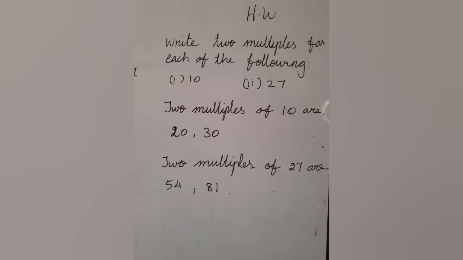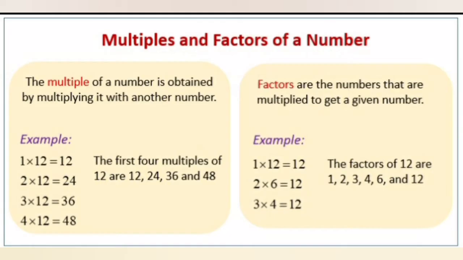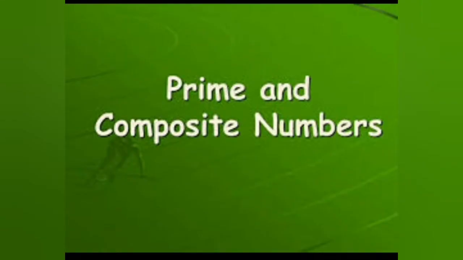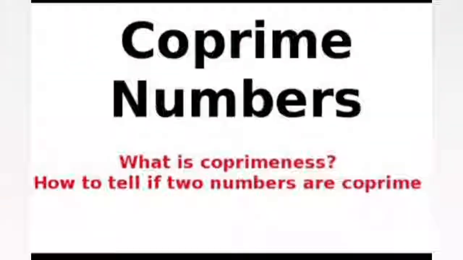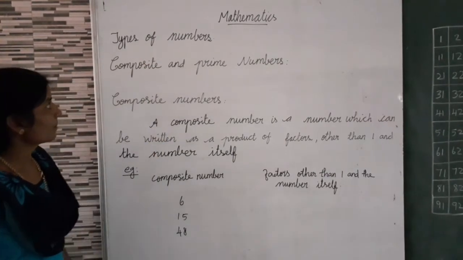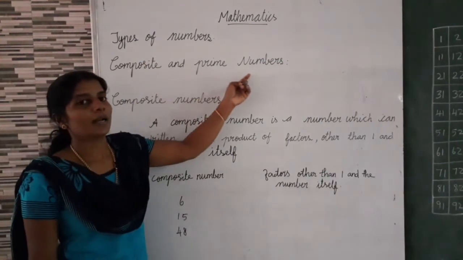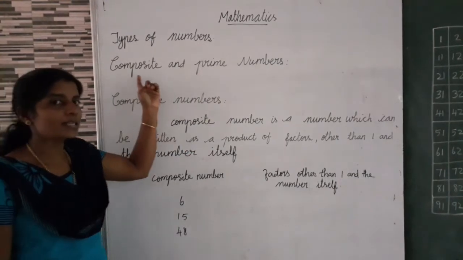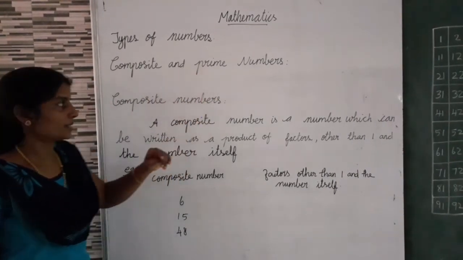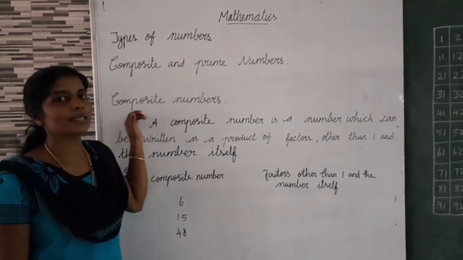Now, let's start our maths class. Last class we learned about factors and multiples, isn't it? Now we are going to study about composite numbers, prime numbers and co-prime numbers. Types of numbers: composite and prime numbers. First one, composite numbers.